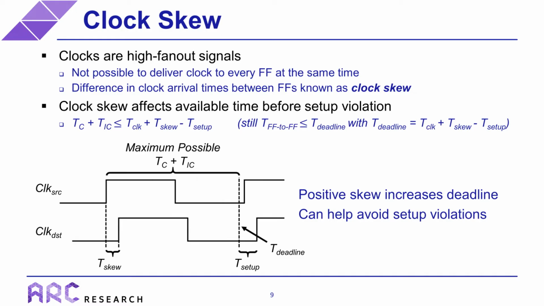This can be seen in the figure because the skew shifts the rising clock edge of the destination clock to a point later in time. When taking skew into consideration, this means that we now need to ensure that the summation of the cell delays and interconnect delays is less than or equal to the clock period plus the clock skew minus the setup time. Now again, this is still the same goal of ensuring that our delay between flip-flops is less than or equal to our deadline, but we've again updated that deadline to now include both the setup time and this new clock skew. Now, one thing to note is that a positive skew actually makes it easier to avoid setup violations because it increases the maximum allowable delay between flip-flops. Of course, a negative skew has the opposite effect, which can be counterintuitive when you're doing timing optimization.